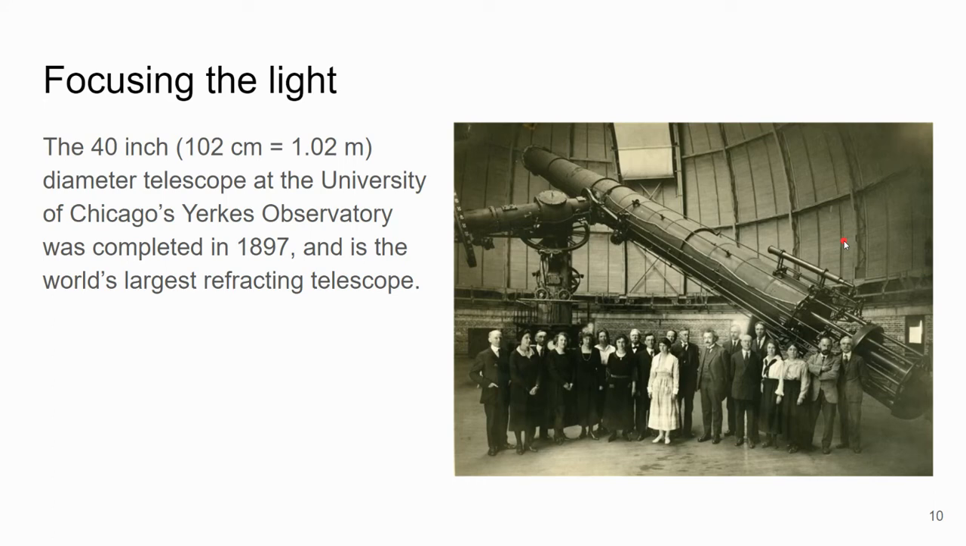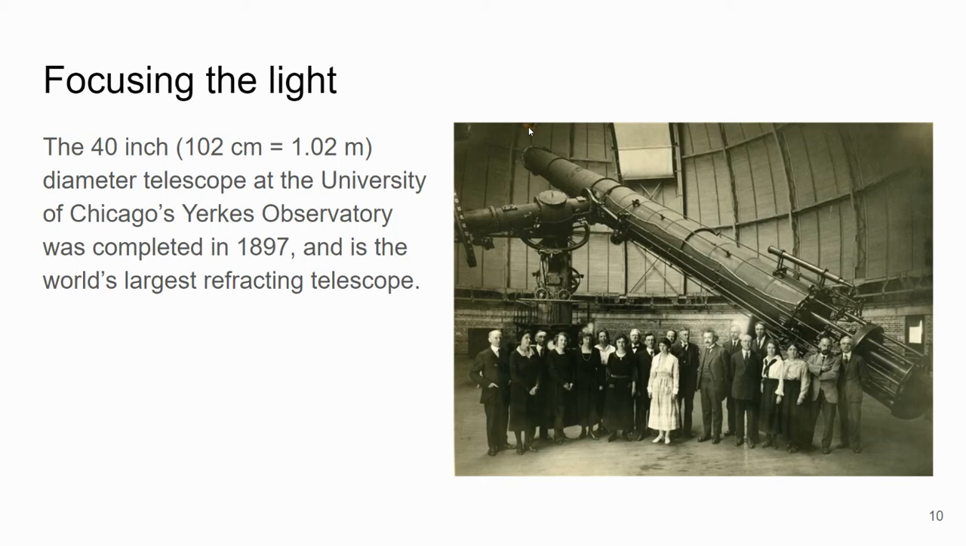So the 40-inch, 102 centimeter, 1.02 meter diameter telescope at the University of Chicago's Yerkes Observatory was completed in 1897 and is, to this day, the world's largest refracting telescope. This telescope is obviously many, many meters long, but the 1.02 meter is the diameter of the lens. I don't know if the lens is at the very end of the telescope, but it's somewhere along the length of this telescope. And that's the biggest one of these telescopes we ever made, and we made it in 1897.